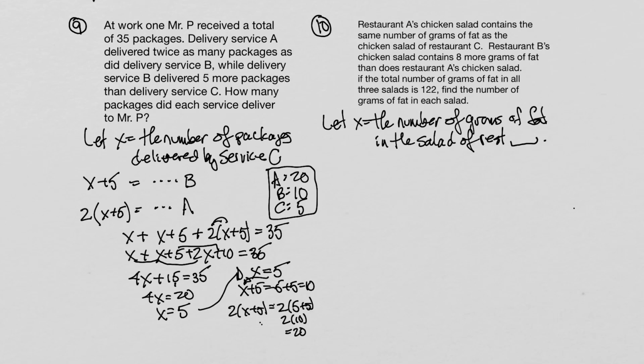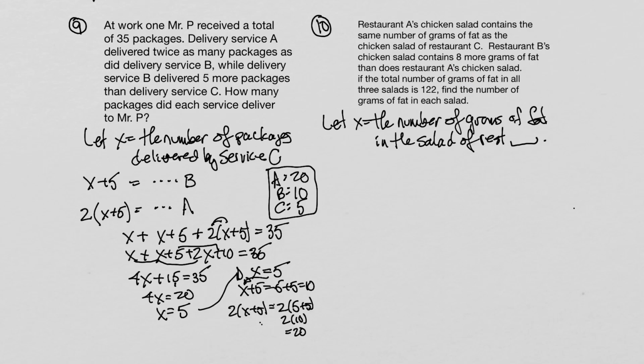Let's see, here's what I know. Restaurant A's salad is given in terms of C. So C is going to be a base here. A's in terms of C, but what about B? B contains 8 more than A. All right, so here's how it goes. A depends on C, and B depends on A. So if we let C be our base, let X be the number of grams in C, and then we can get A, and then if we got A, we can get B.